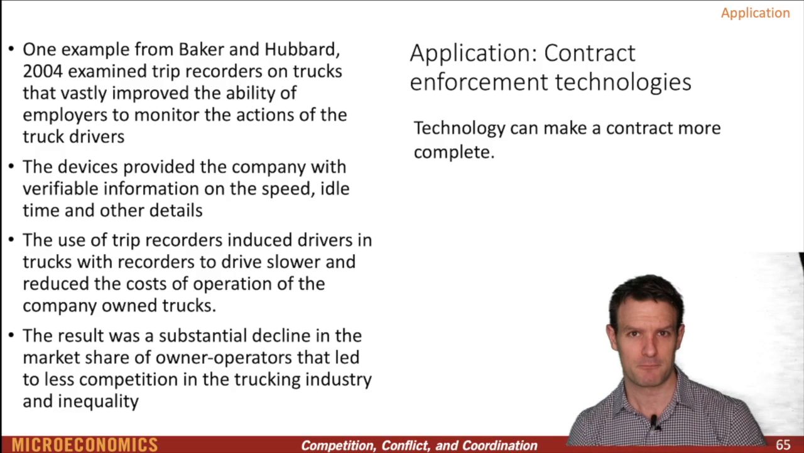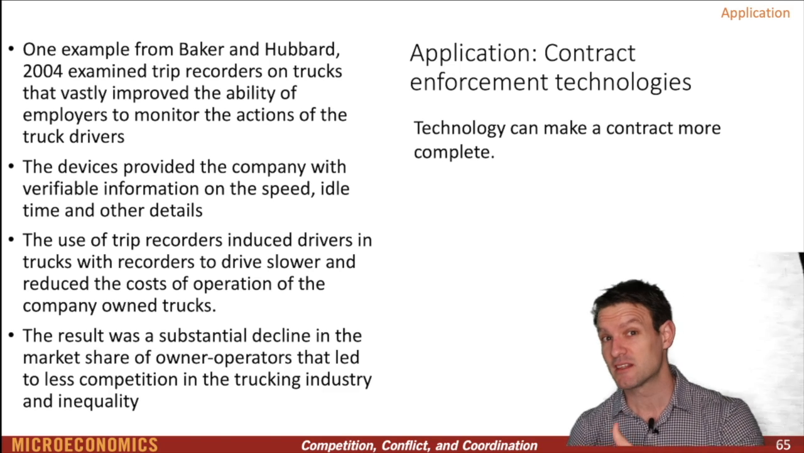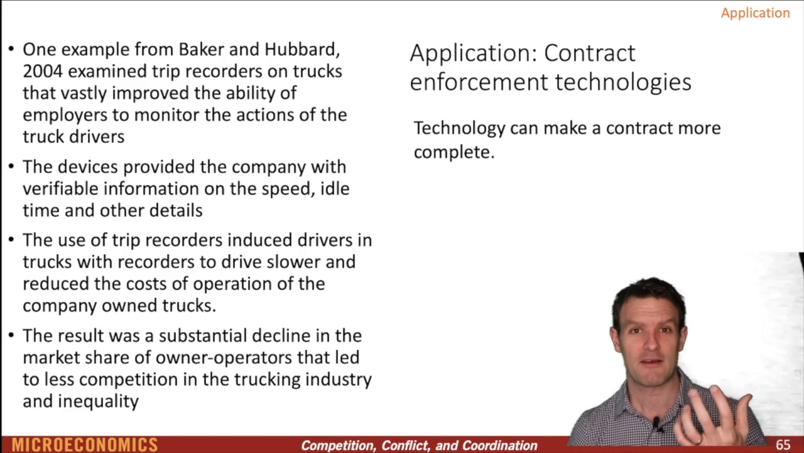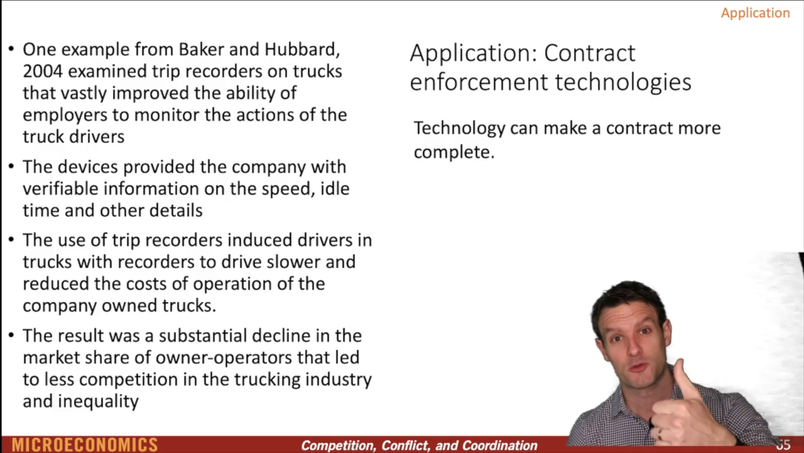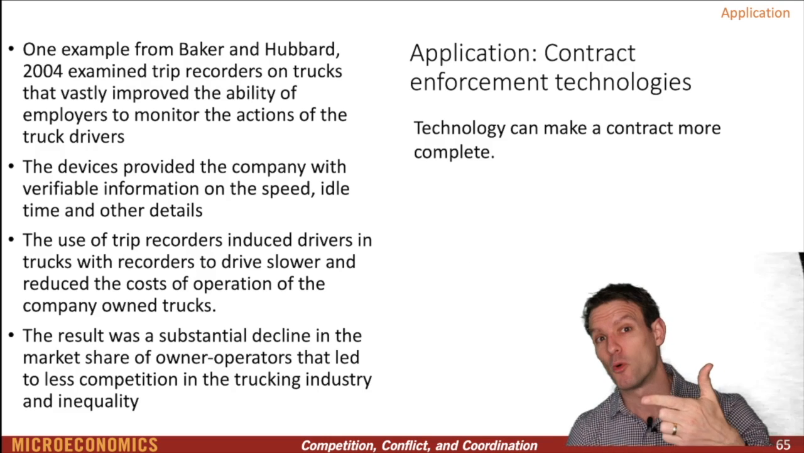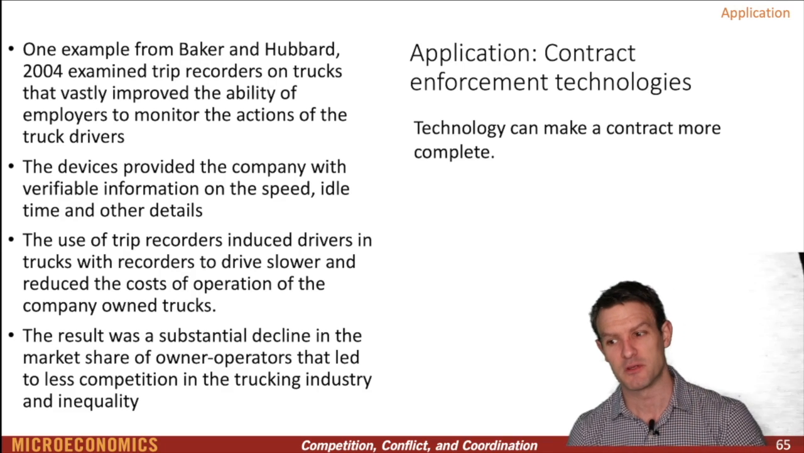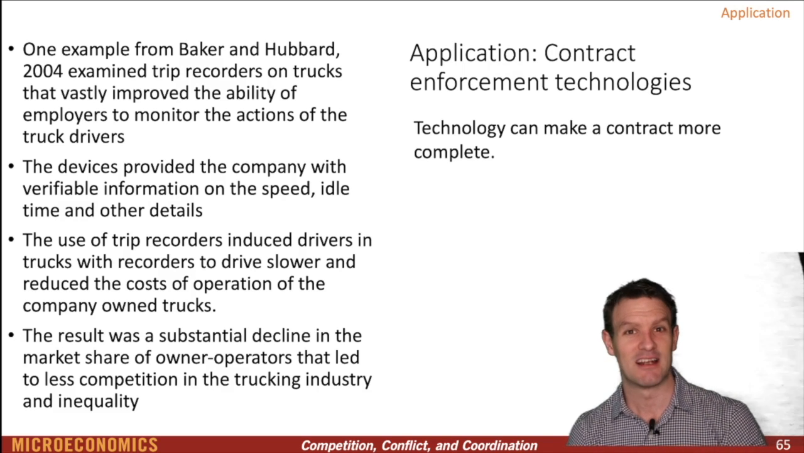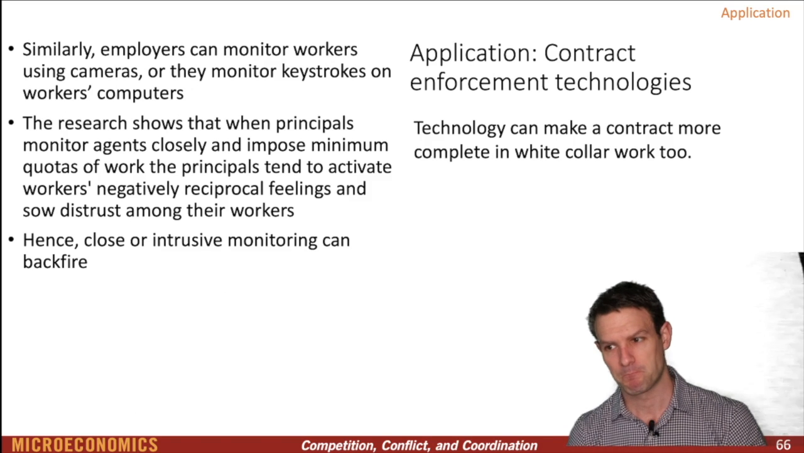But here's the problem, right? Owner-operators, they do not have economies of scale like big companies do. So they were treating their trucks well, but they don't have the same economies of scale as the big companies do. And so the big companies with both economies of scale and a more complete contract were able to drive owner-operators basically out of business. And what we saw there is less competition in the trucking industry and much greater inequality.